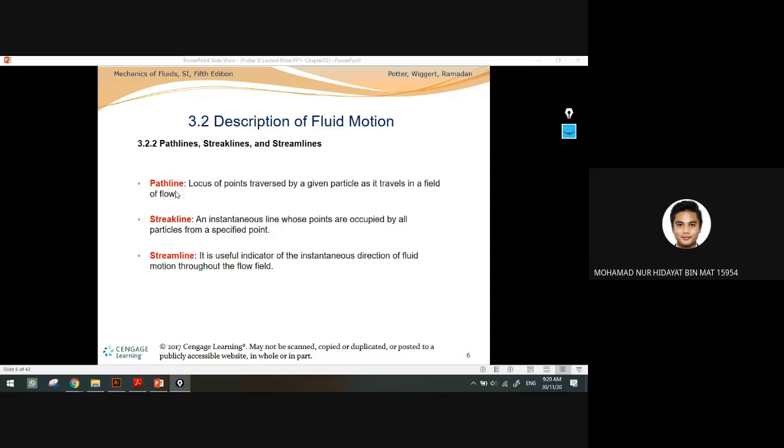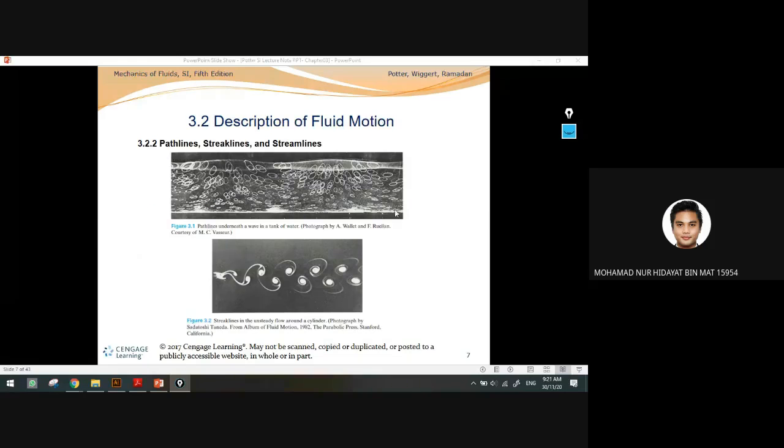So what you have learned here, the path line, will actually help you in your experiments to discover the fluid motion using the experimental technique. Here, the second one is the straight line in the unsteady flow around the cylinder. This is where they are using the experimental method. You can see they measure the fluid motions in the straight line.